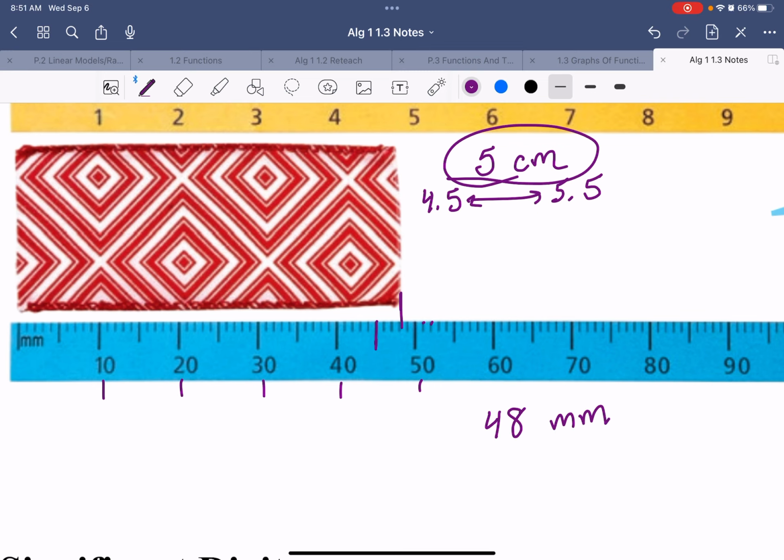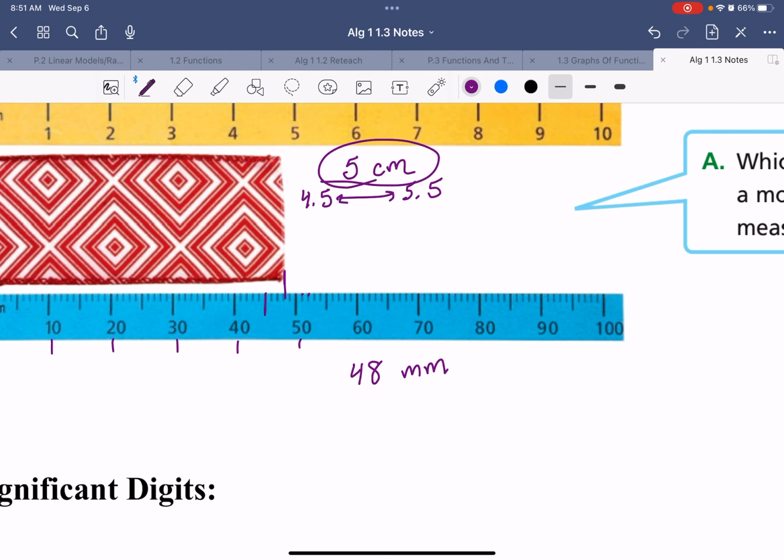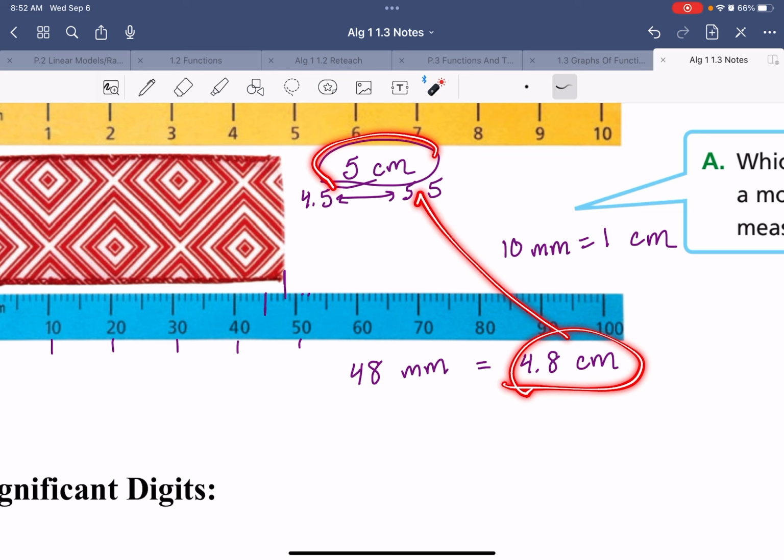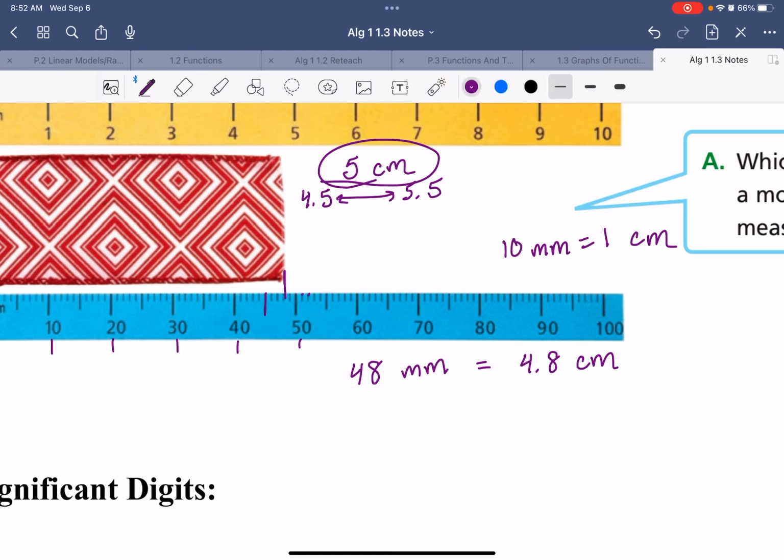So I had 48 millimeters, which if we divide by 10 to get to centimeters, there are 10 millimeters in 1 centimeter. So we divide this by 10, and that's equal to 4.8 centimeters. So again, a more precise measurement here than here. It just depends on what tool you are using to measure. But again, it could go half a unit of measurement in either way.